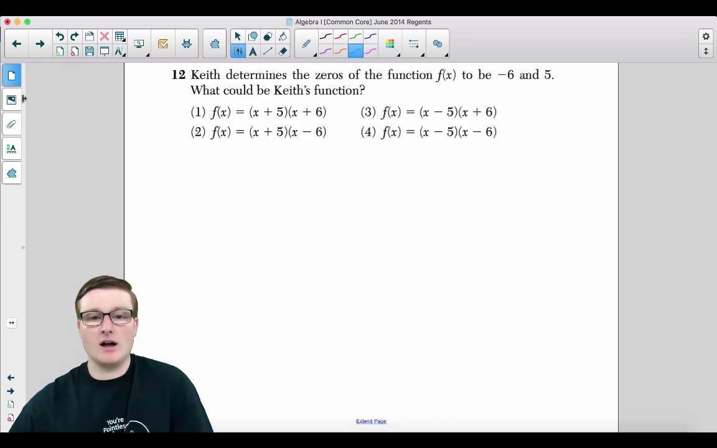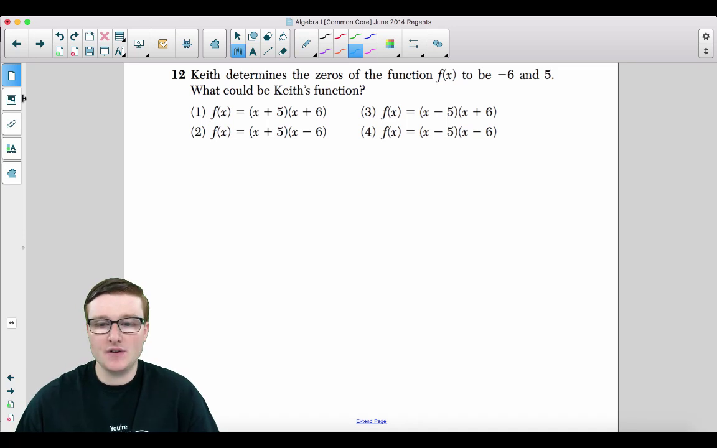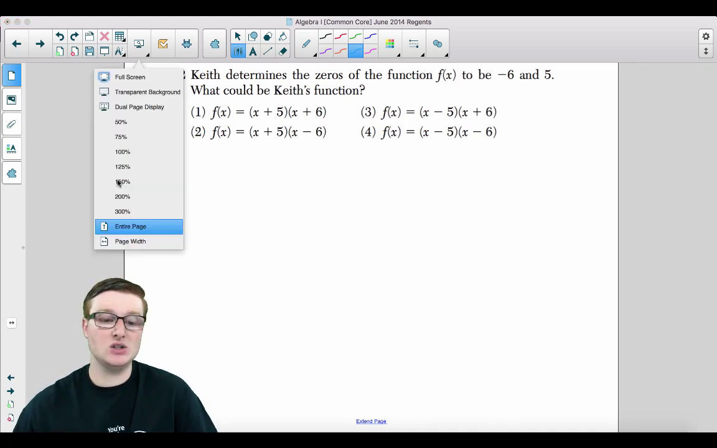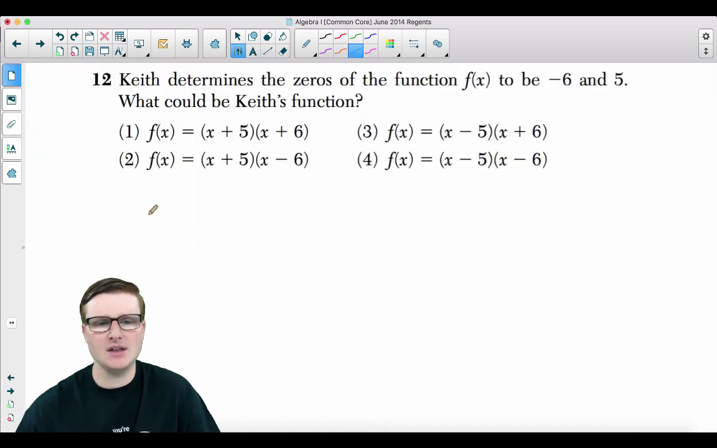Last but not least, number 12. Keith determined the zeros of the function f of x to be -6 and 5. What could be Keith's function? I don't even think that's grammatically correct. I think it should say, what could Keith's function be? I don't know. Okay, so the zeros are -6 and 5.